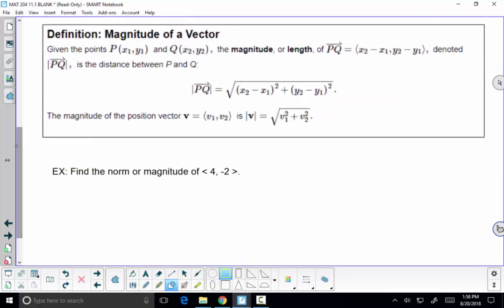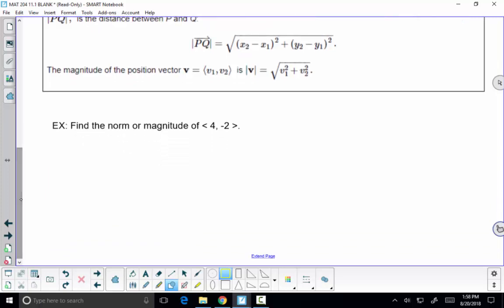Okay, so that's the magnitude of a vector. We've got another one down here to do as an example. One of you try to find the length of that vector. Yelp if you need help. We'll be taking our break roughly at 2 o'clock each day, a 10-minute break. So we'll take a break after we finish this problem.